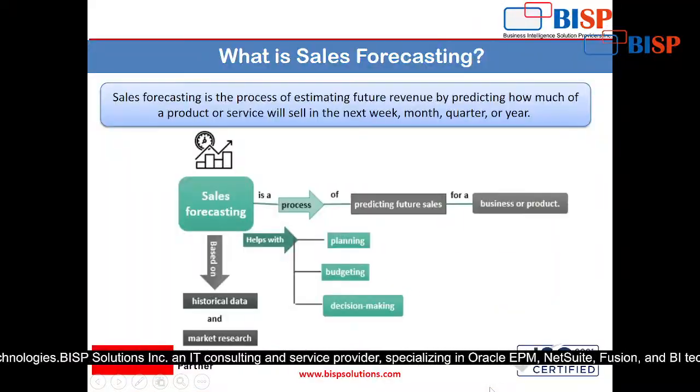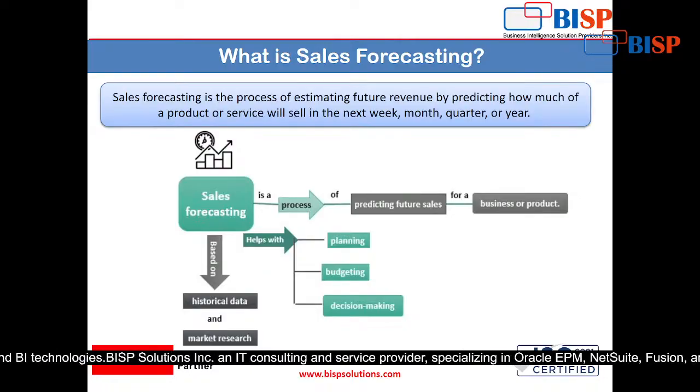Look at this. What is sales forecasting? Sales forecasting is the process of estimating future revenue by predicting how much of a product or service will sell in the next week, month, quarter or year. Same thing I have explained to you in my cold drink manufacturing plant, right? So sales forecasting is based on historical data and market research. Historical data means I have given you scenario 1, that is the summer increased temperature.